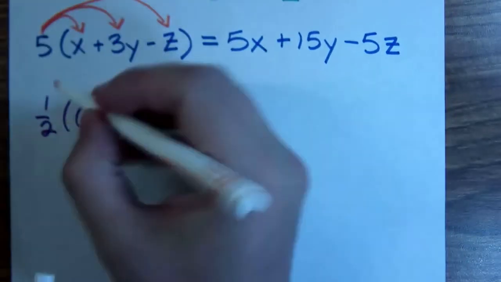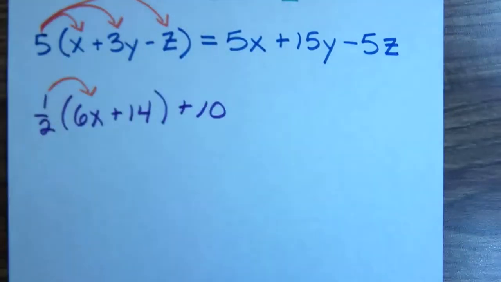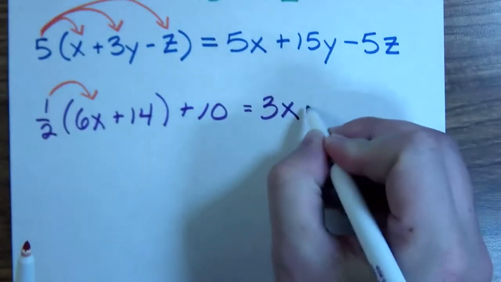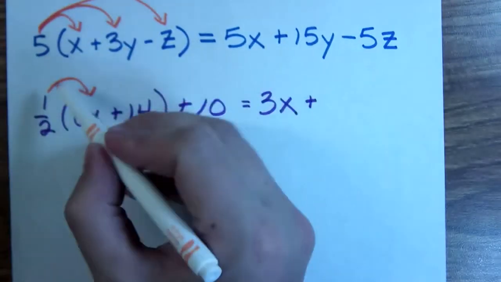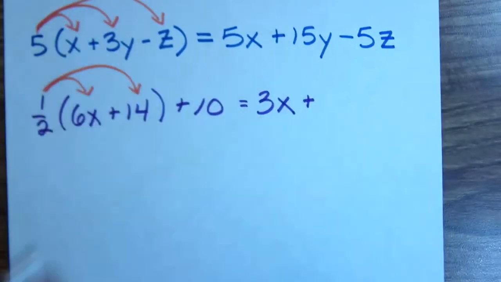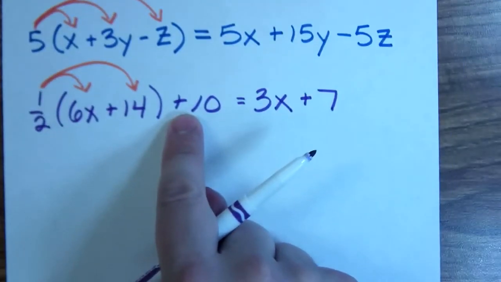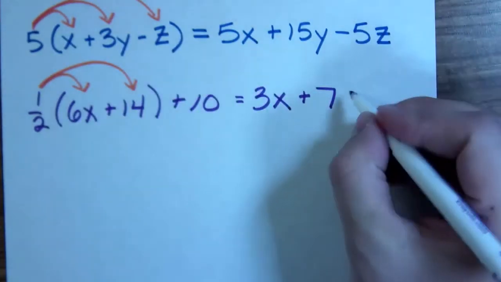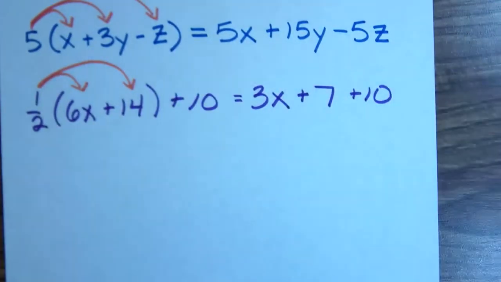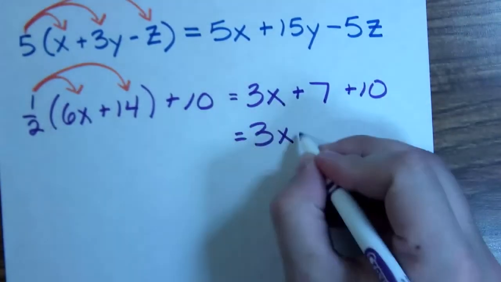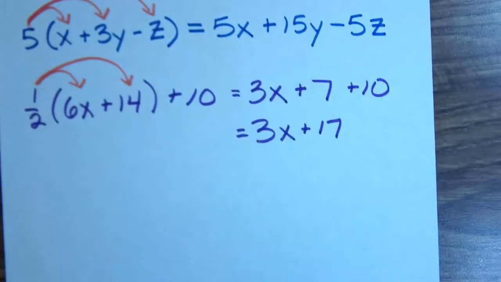So when I do the distributive property, I do 1/2 multiplied by 6x, which is 3x, plus 1/2 multiplied by 14 is 7. The 10 outside the parentheses is not multiplied by the 1/2. It's just plus 10. So then 3x plus 7 plus 10. Great, 3x plus 17 when I combine the 10 and the 7.